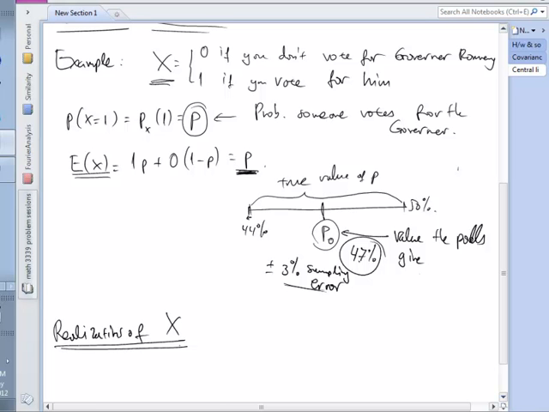Now I ask another person. What is your opinion? What are you willing to do, vote for the governor or not vote for the governor? By person, I mean another registered voter who is also willing to vote. And I get a different opinion. That's another realization of the random variable. Realizations of the random variable are not exactly the same.